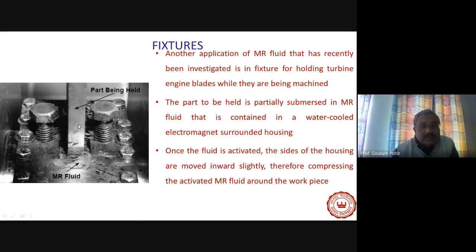So this is the MR fluid basically, and this is the part, where the turbine blade is not shown. One part is being immersed in the MR fluid, so that our objective is to hold this thing. By controlling the MR fluid properties, we can hold it while doing some other work on the part.